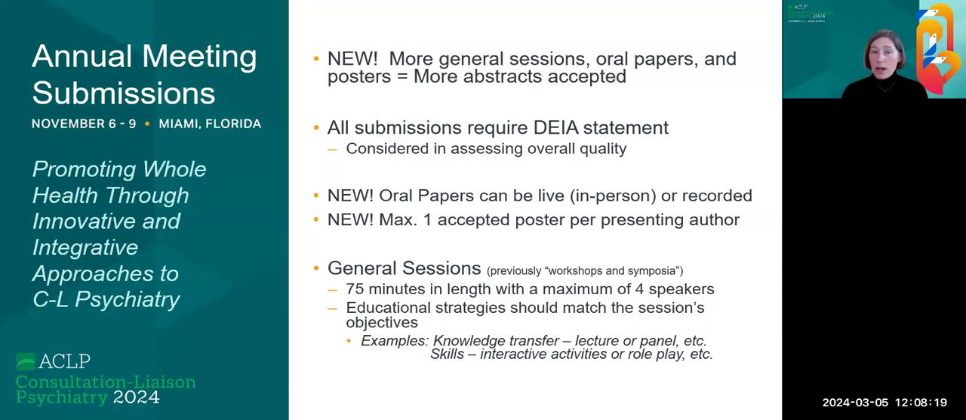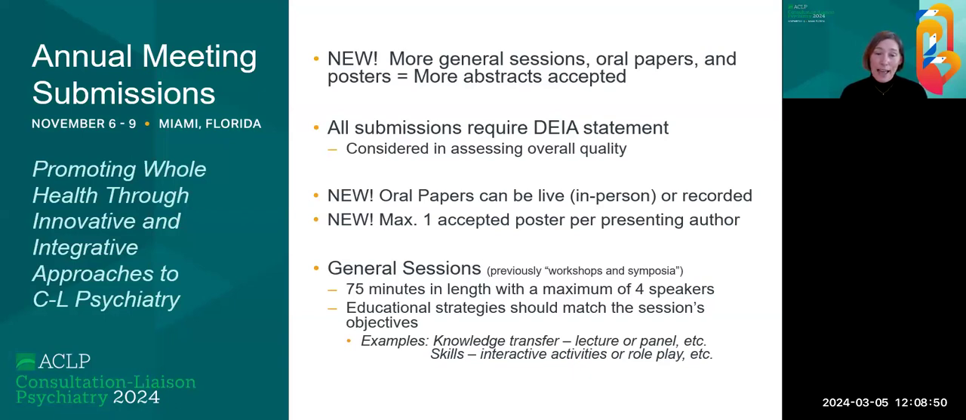I'm going to call out a couple of things related to the types of submissions that you all might be doing. And this is a little bit of preview because you'll be hearing more from each of these subcommittees as we go forward. So the first one that I'm very excited about is that we will be having more general sessions, oral papers, and posters. We have more slots this year. That means more abstracts will be accepted, and we're really excited about that.